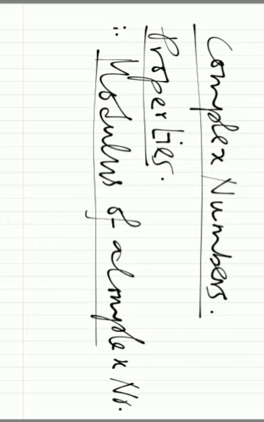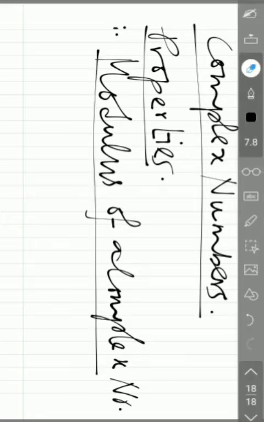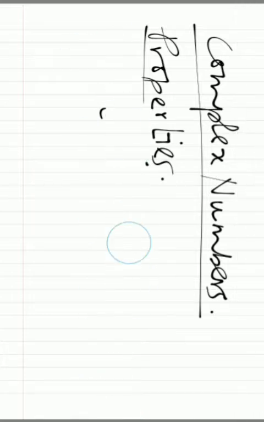Okay, so here the space is very short. Let me clear the page. Okay, so we are first doing the modulus of a complex number.